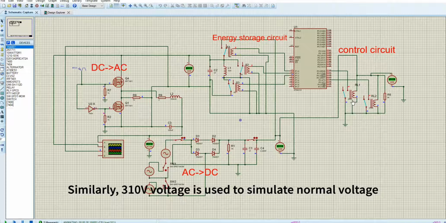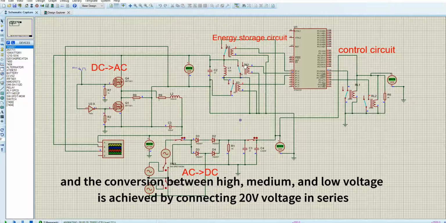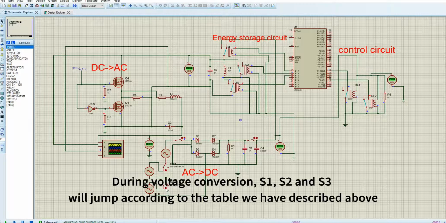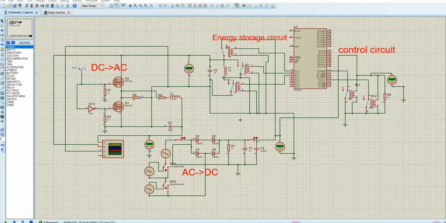Similarly, 310 volts voltage is used to simulate normal voltage. 330 volts voltage is used to simulate ultra-high voltage, and the conversion between high, medium, and low voltage is achieved by connecting 20 volts voltage in series. During voltage conversion, S1, S2, and S3 will jump according to the table we have described above. So in this part, our simulation results are still very satisfactory.